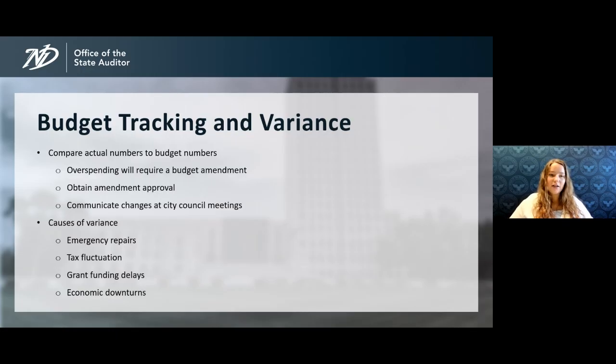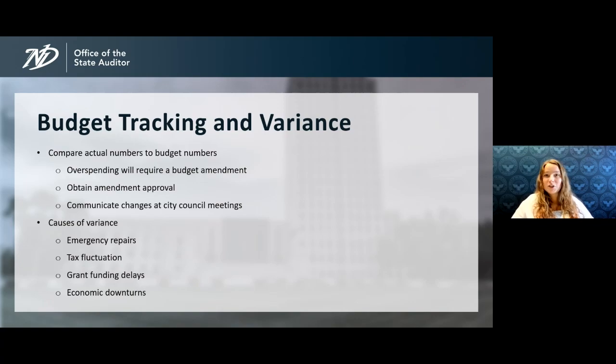And then tracking and variance. Compare your actual numbers to your budget numbers. Any overspending will require a budget amendment. Attain that amendment approval at the council or board meetings, and then communicate those changes. Make sure those budget amendments are documented in your meeting minutes so you have a record of that.